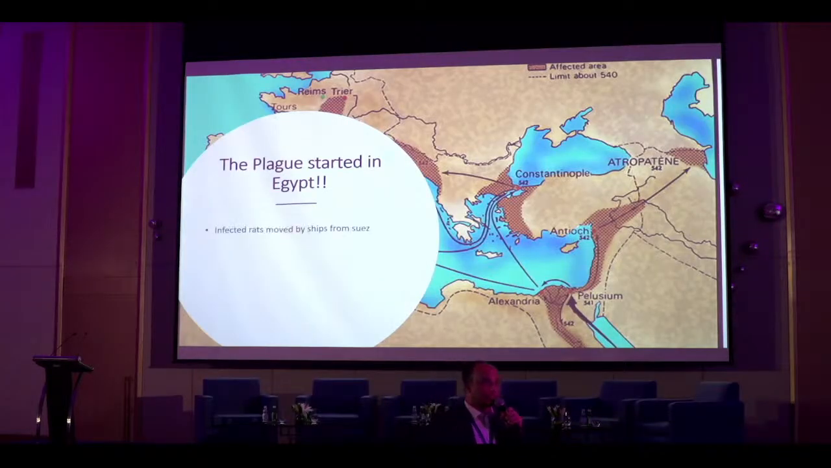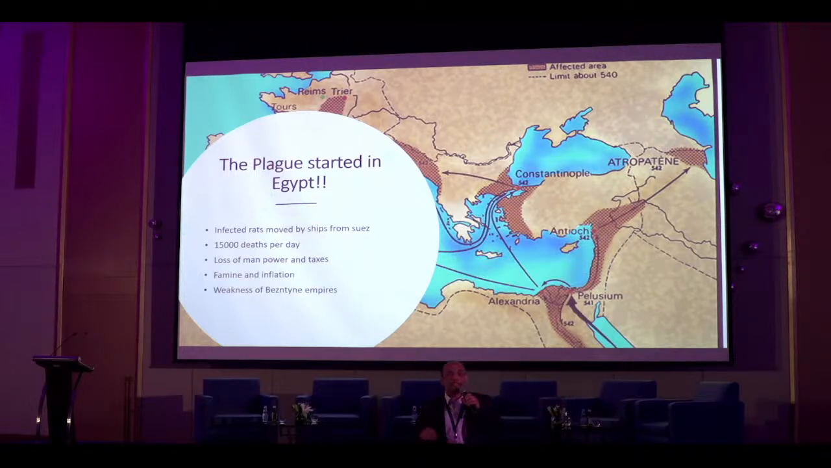It started from Egypt, because at that time crops were moved from Egypt to the Byzantine Empire, and the ships were infested by rats. These rats moved to Constantinople, and the spread of rats led to the spread of plague, with deaths of around 15,000 per day, as described by Procopius of Caesarea, the ancient historian who lived at that age. There was a loss of manpower in the Byzantine Empire, famine, and inflation, and this made the Byzantine Empire weak.